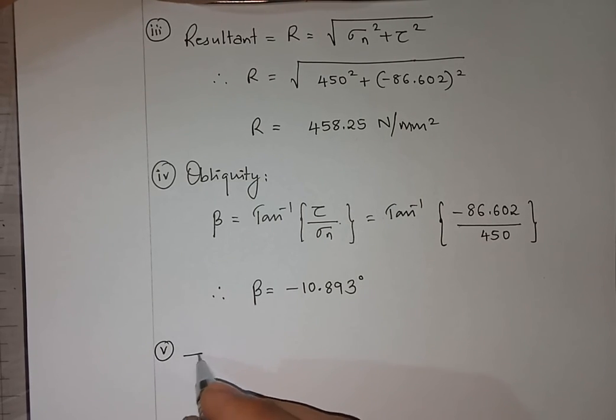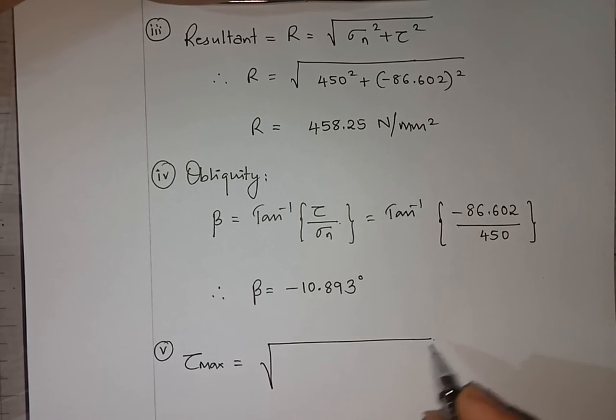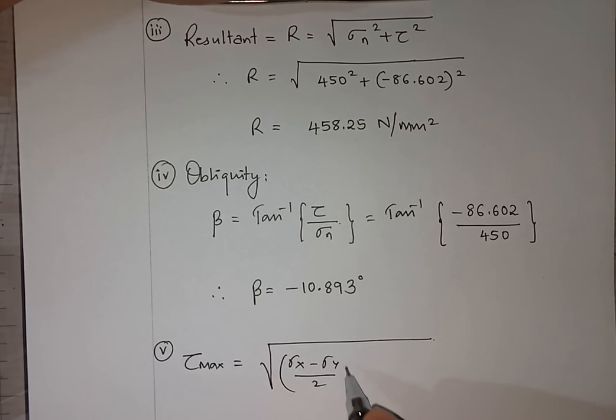Maximum shear stress. So I need to find tau max. Tau max is given by square root of ((sigma x minus sigma y) divided by 2) the whole square plus tau xy the whole square. If I take plus or minus, it gives maximum as well as minimum. I am just interested in maximum, so I will just take the value as positive.